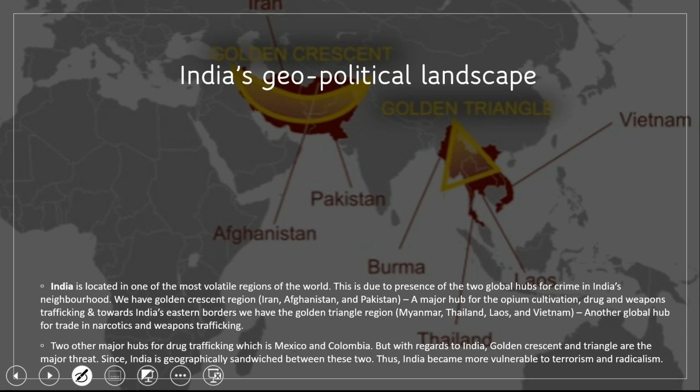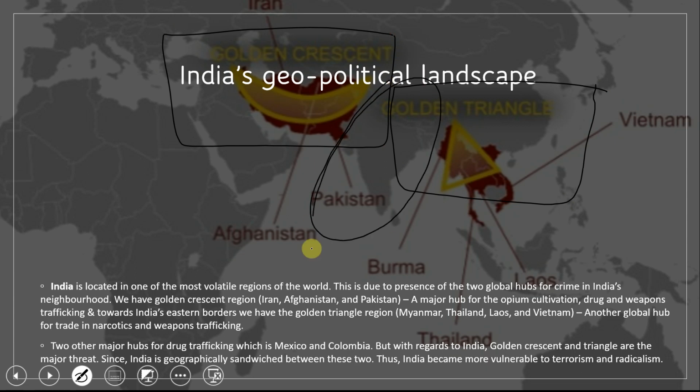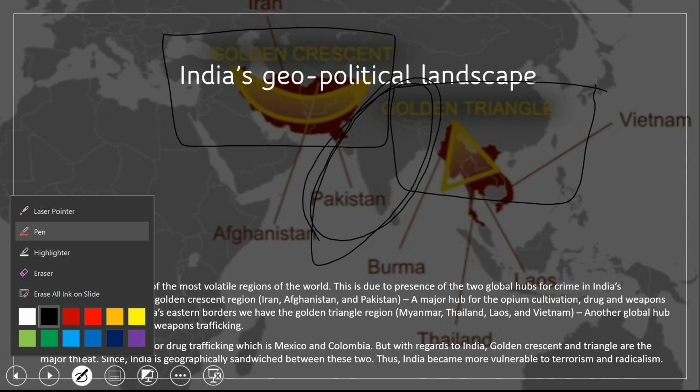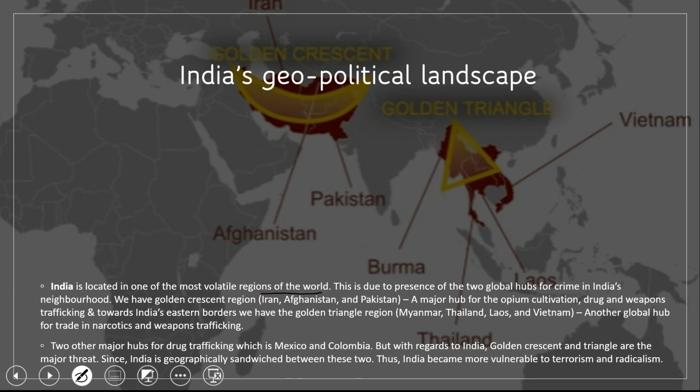So moving ahead, what is the issue with India? Actually, India is surrounded by two crescents: one is the Golden Crescent and the other is the Golden Triangle. India is sandwiched between these two, and that's why India has a challenging situation to tackle with its neighbors. India is located in one of the most volatile regions of the world.